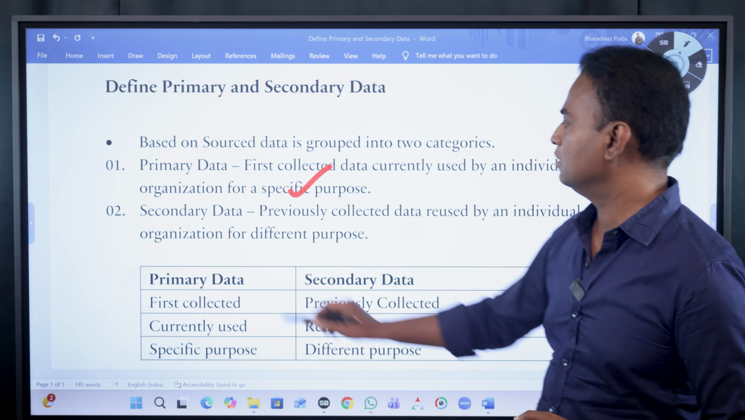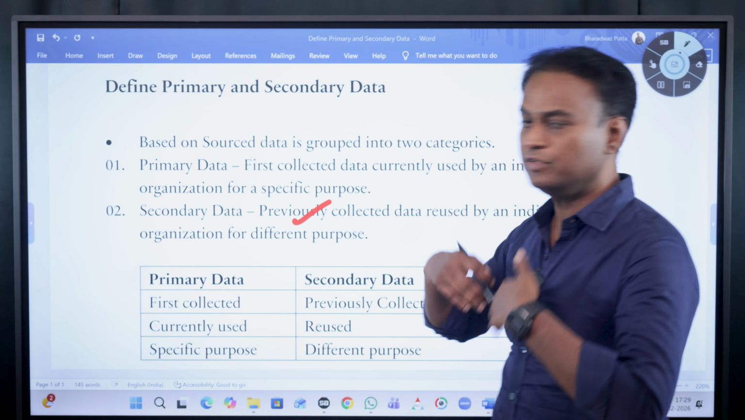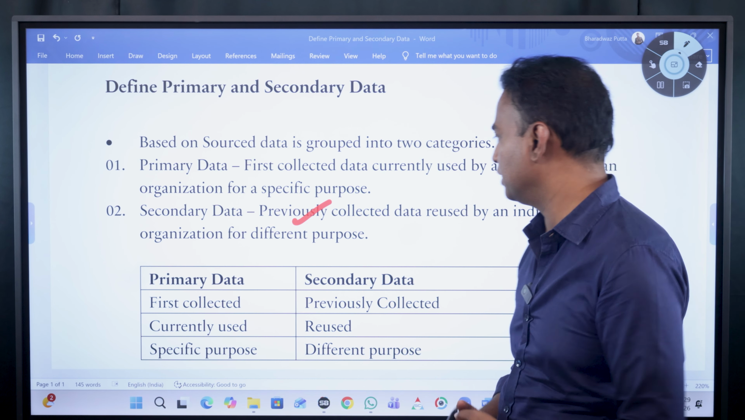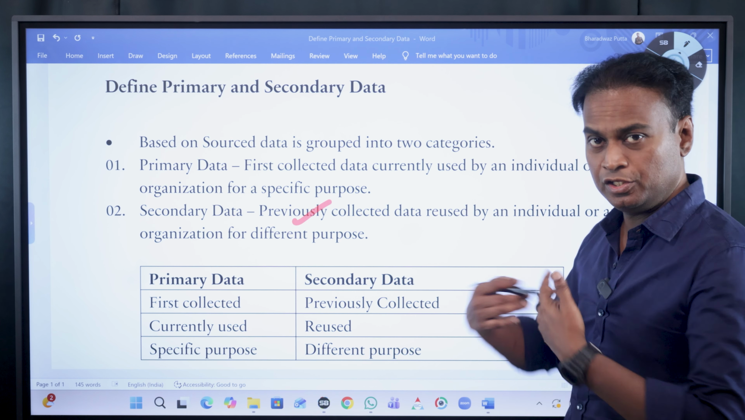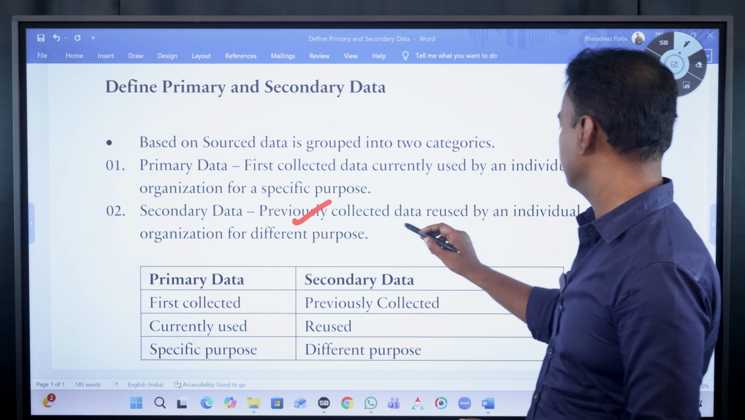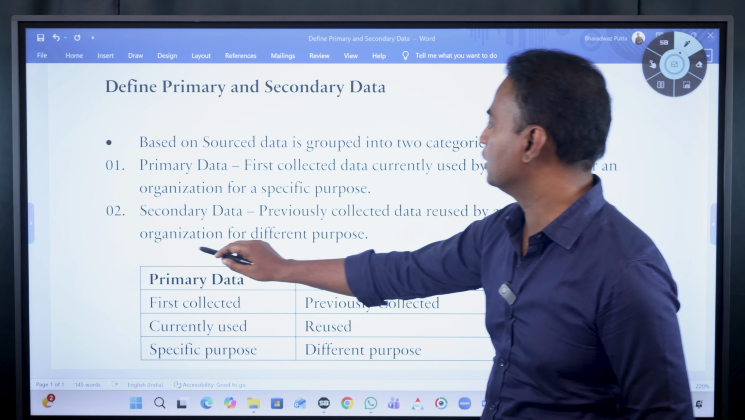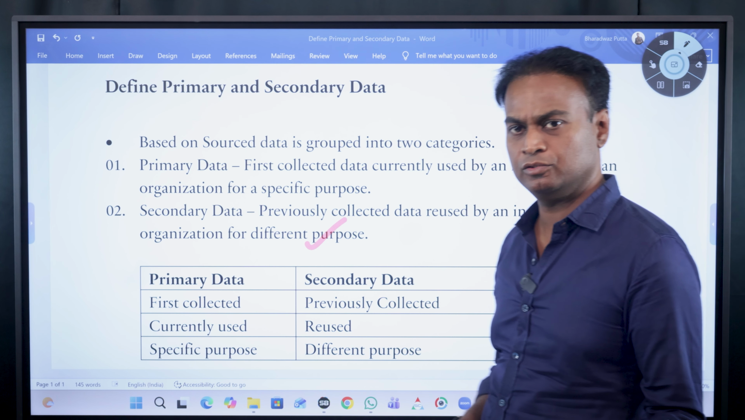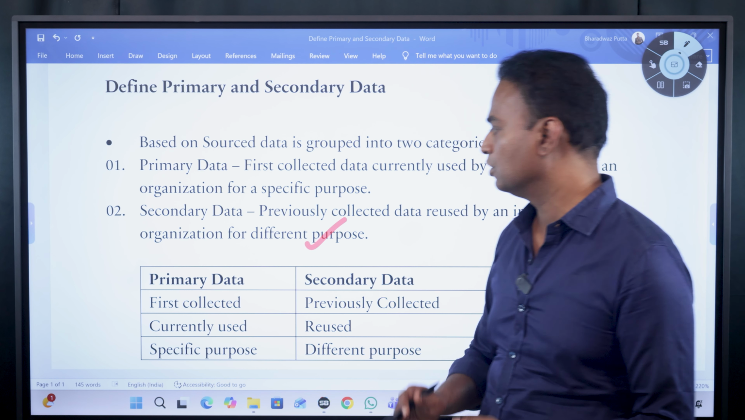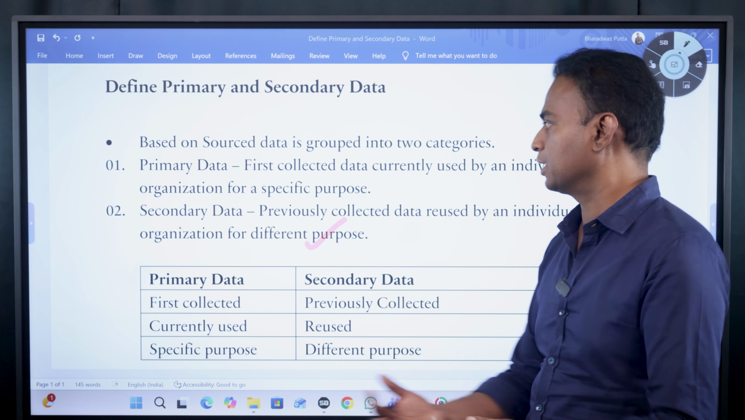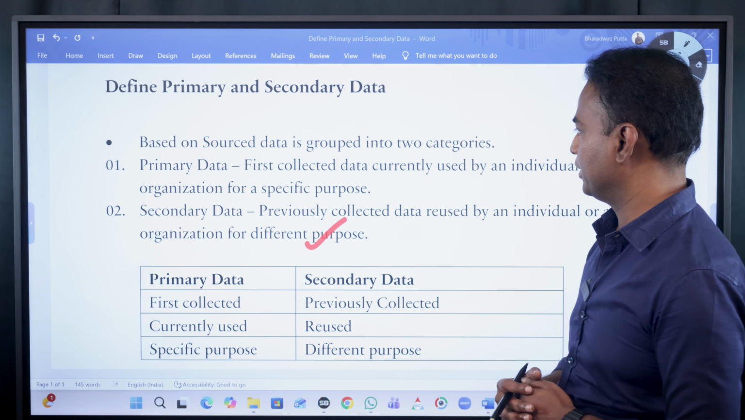And what is secondary data? Secondary data is previously collected data. This data is not collected for the first time. This is already collected data. The data is reused. Already collected data will be reused by an individual or an organization for a different purpose, not for the purpose for which it was originally collected. That is known as secondary data.